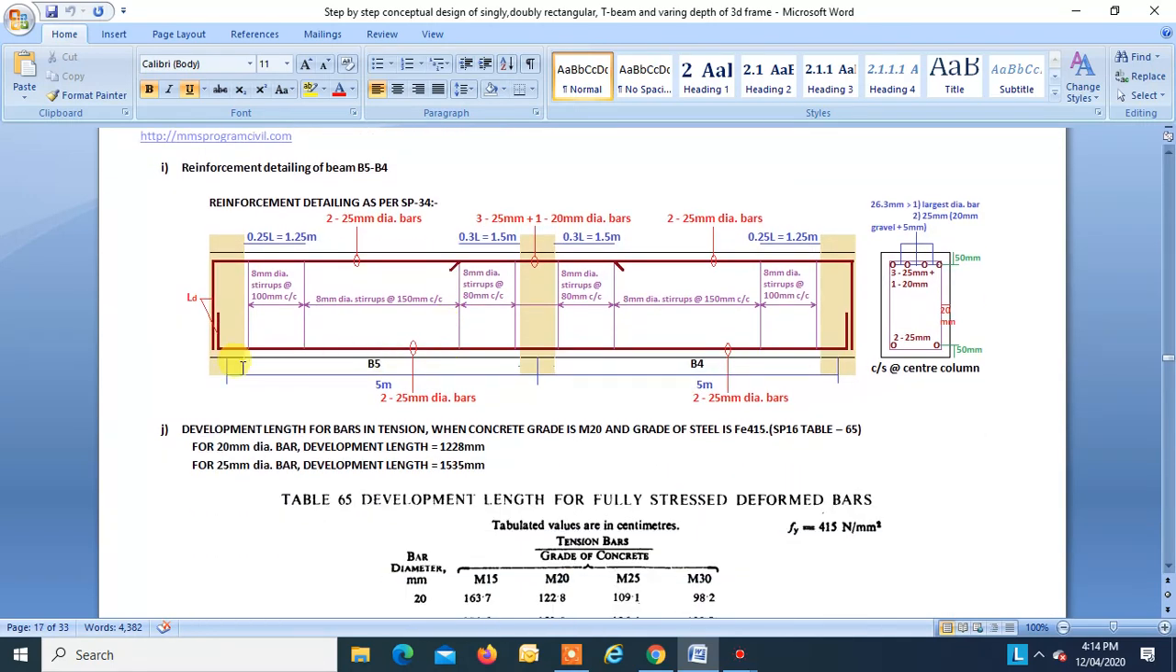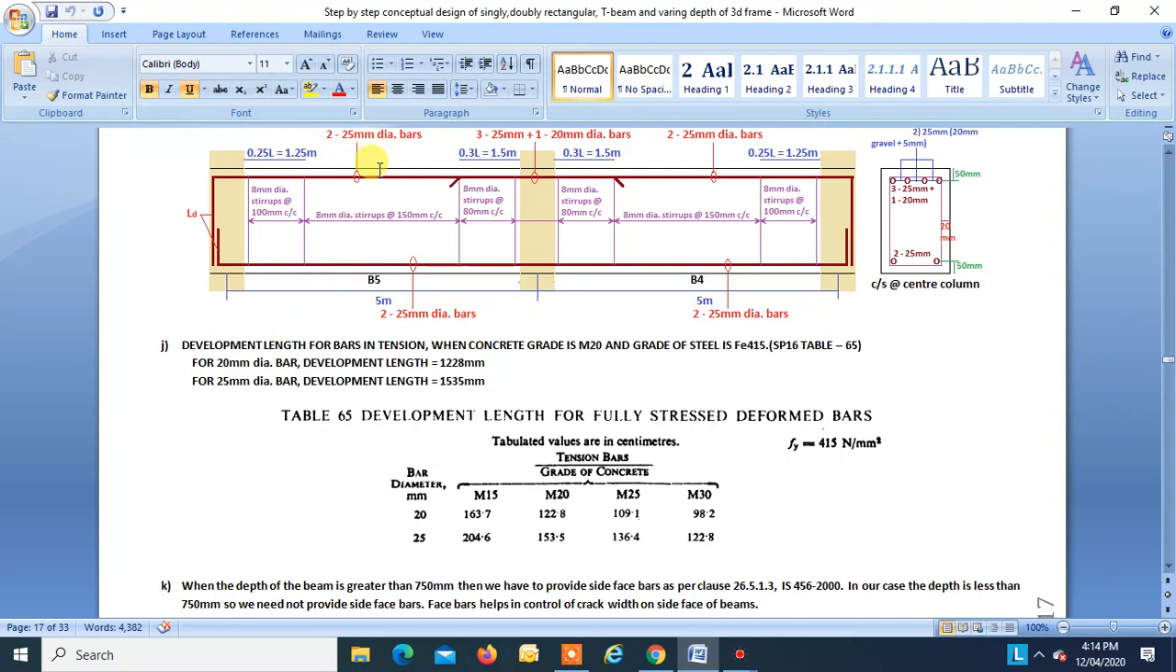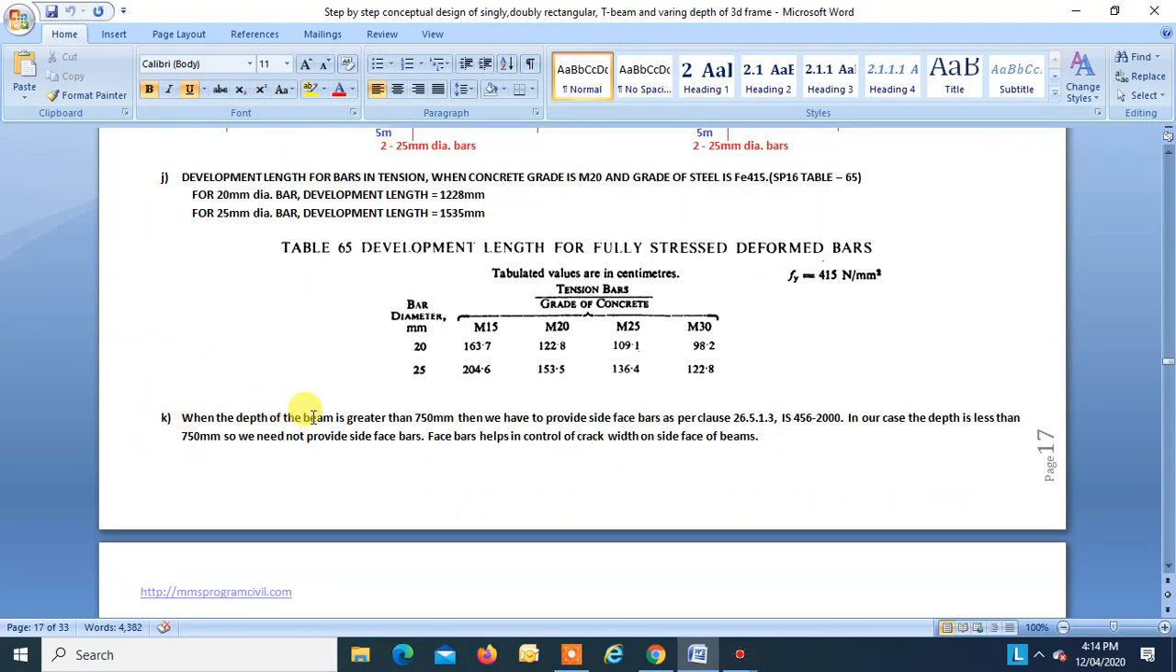Now development length. This is a 25 mm bar. So the development length or anchor length that you have to provide should be at least 1535, which we found from this table. When the depth of the beam is greater than 750 mm, then we have to provide side face bar. But ours is 525, so we need not provide the face bar.